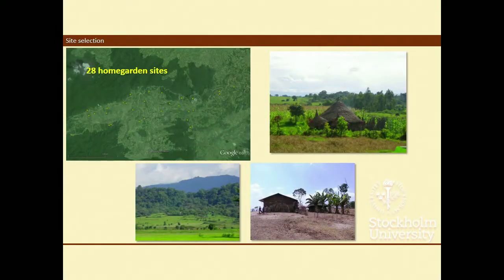So to do this, we worked in 28 home garden sites, and since we wanted to evaluate the impact of forest cover, we worked in home gardens with different amounts of forest in the surrounding. So we worked in some home gardens with a lot of forest in the surrounding, and some with almost no forest, and the intermediate ones.